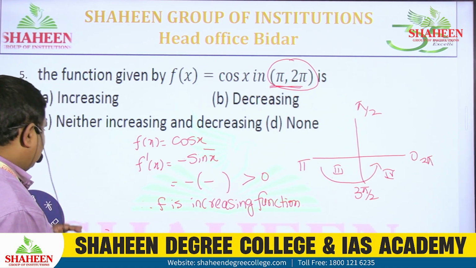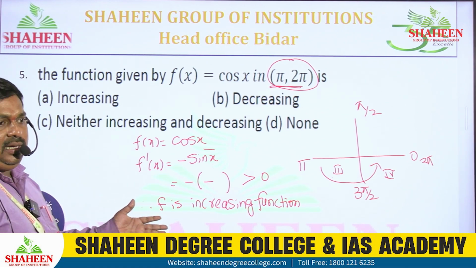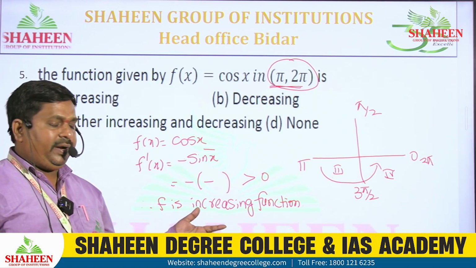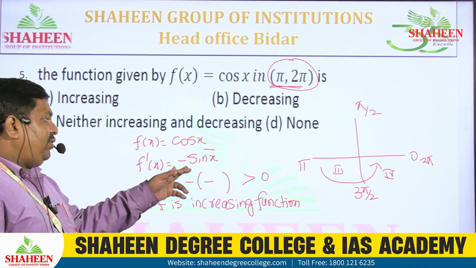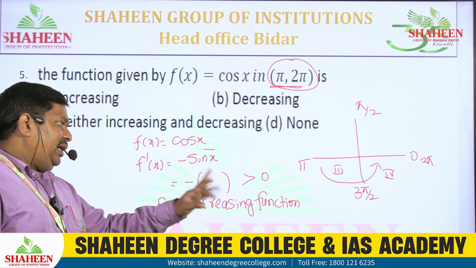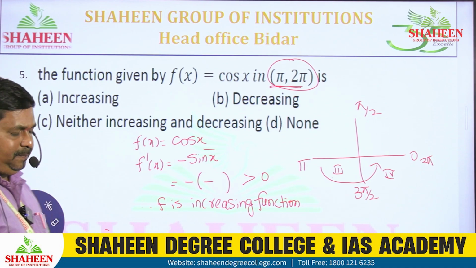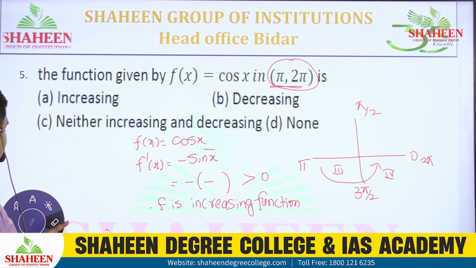Understood? The same method that we have applied in the last problem, the third problem. So the first derivative is positive, that's why it is an increasing function. Let us move to the next problem.